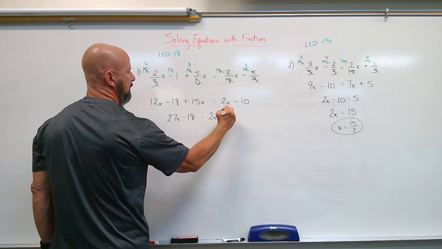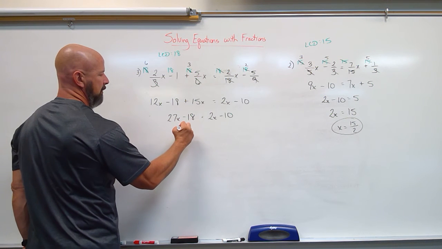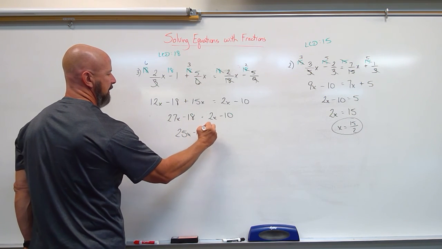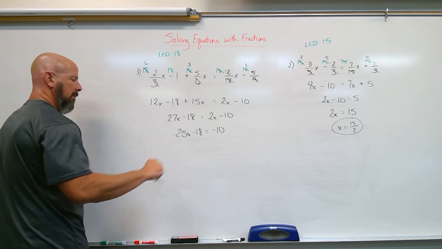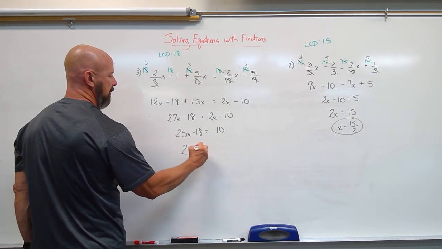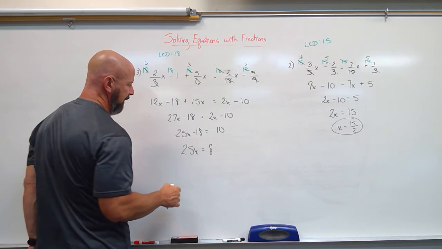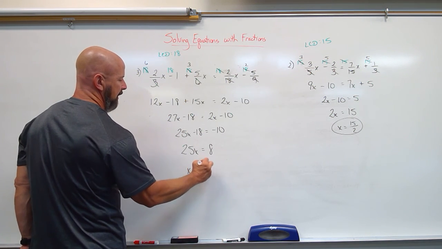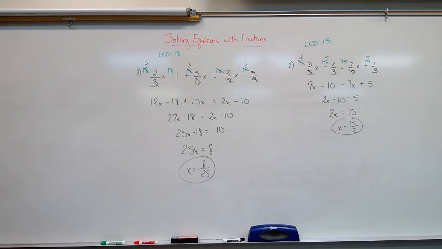Here we've got 2x, minus 10. Move my 2x over, 25x minus 18 is negative 10. Move my 18 over. 25x is 8. Again, moving stuff left and right. We've done that many times. And so then x would be 8 over 25 for that final solution there.